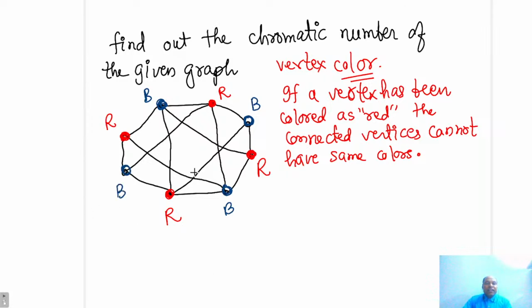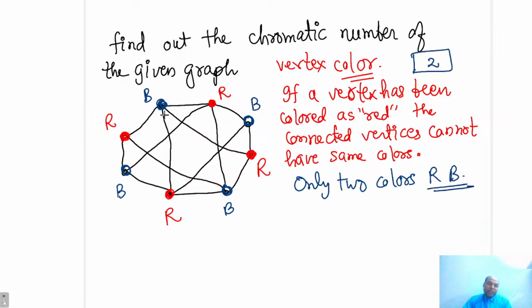So total number of colors, only two colors are there. One is red, another one is blue. So the answer for this question is 2. You can easily identify that each vertex is part of even cycles, all of length 4, so the minimum number of colors is 2. I hope this particular answer is correct. Now next we have another question.